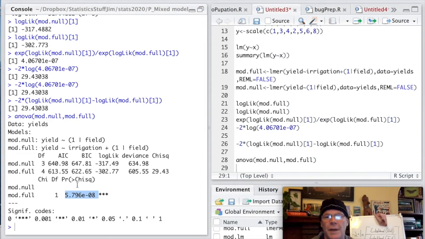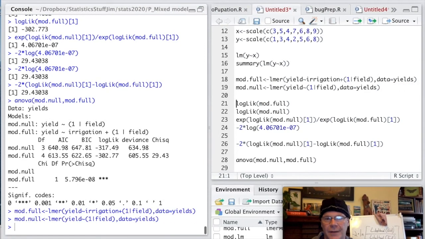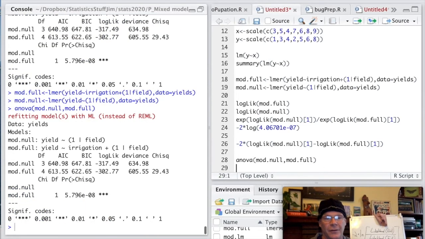If we had not said REML equals false, just to illustrate something, I'm going to go ahead and do that. Now I have fit both those models using restricted maximum likelihood or residual maximum likelihood, where we're only using the likelihood for the error structure, but we're not using the likelihood for the fixed part of the model. If I then compare those models, we get this announcement from R telling us that it's going to refit those models using ML.